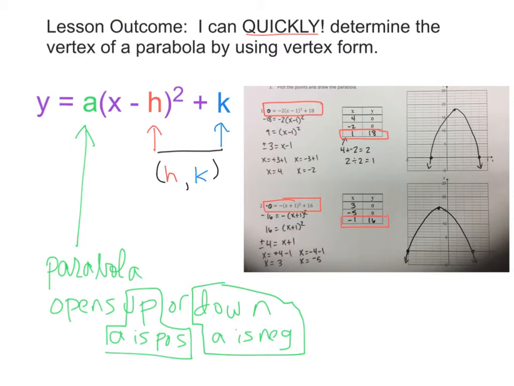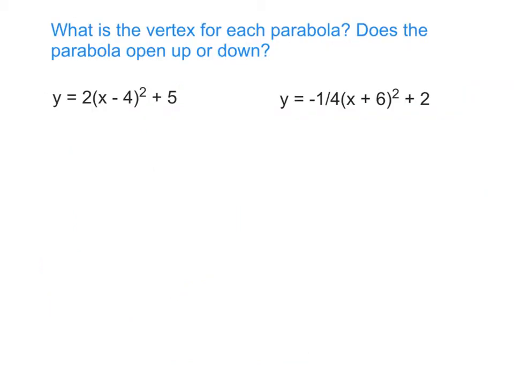Let's look at some examples. So in these two examples, what we're going to do is just name what the vertex is. And again, the vertex is always going to be a point. And then we're also going to decide whether the parabola will open up or will it open down. Okay? So, if you remember from the previous screen, this number out here helps us determine if it opens up or down. Since this number A is positive, it opens up. Okay? So the parabola is going to be opening up in some way.